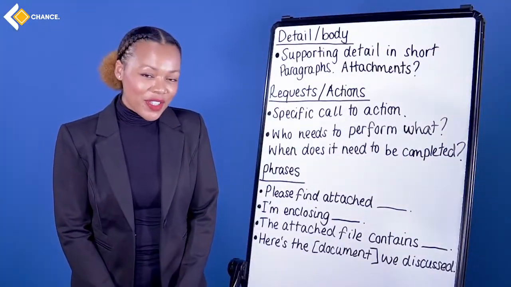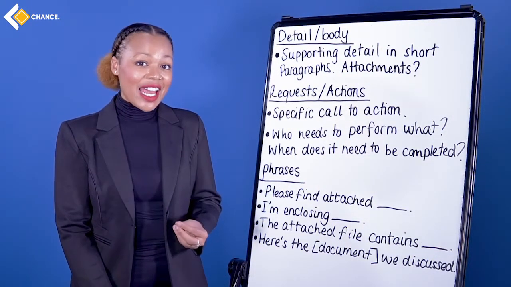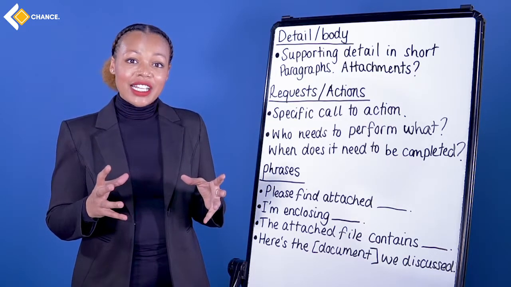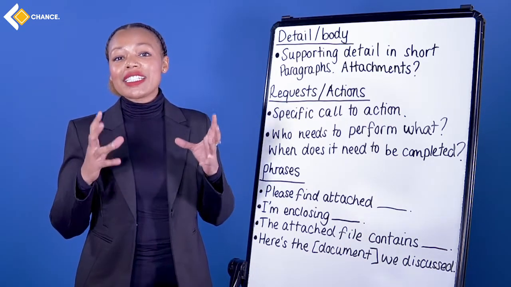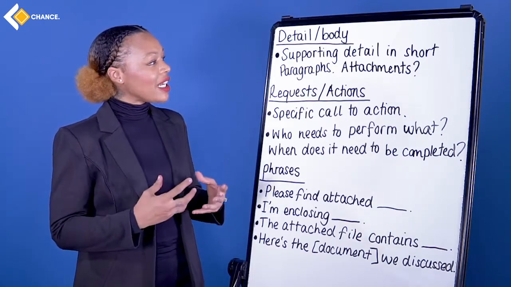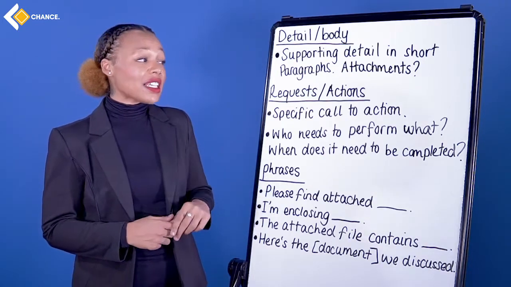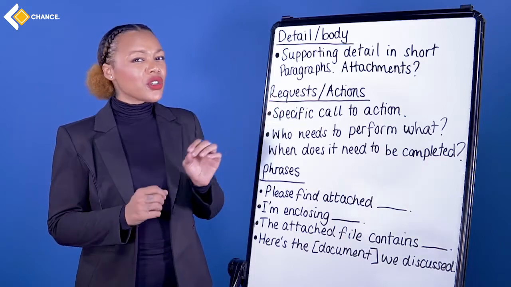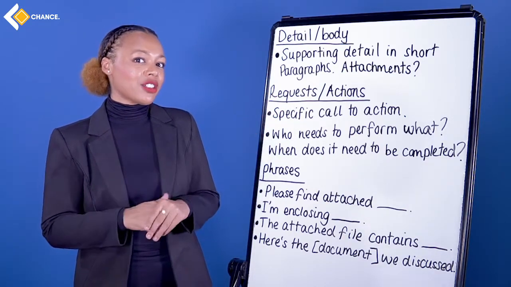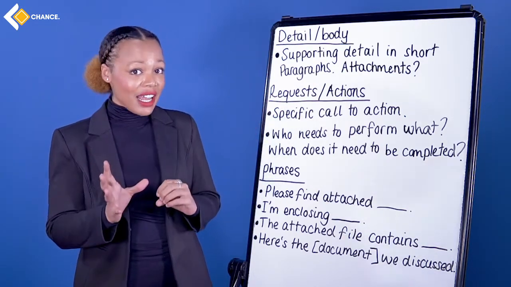The next part of the email is the detail. This is the body, and this is all about the supporting detail. You should be clear about what you want, and you should do this in short paragraphs, usually no more than 2 short paragraphs. Remember, clear and concise.